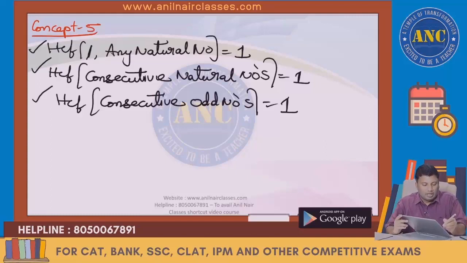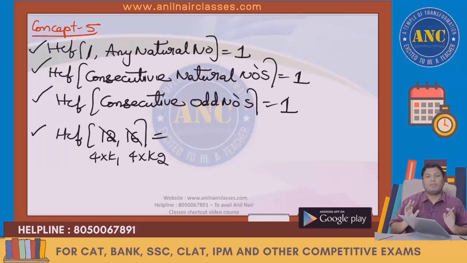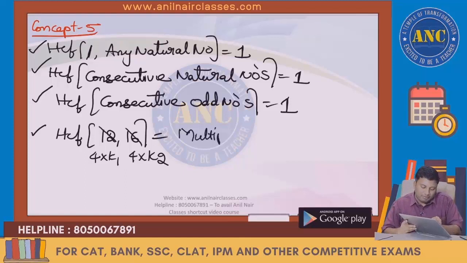Third point. HCF of, suppose, 12 comma 16. Listen carefully, sir. 12 is 4 into K1. 16 is 4 into K2. Both the numbers are multiples of 4. Answer, it should be a multiple of 4, if I call it as H.